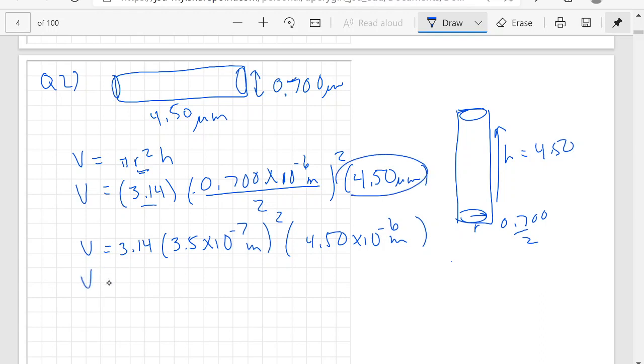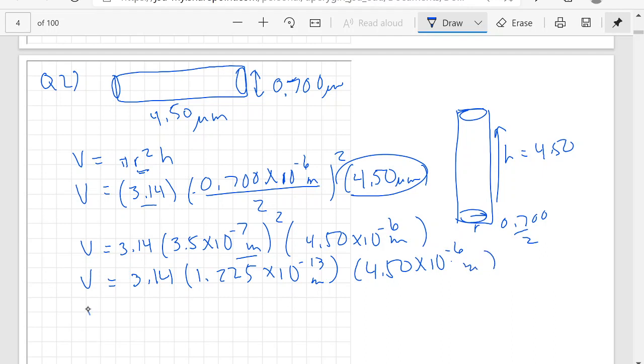And then the volume is equal to 3.14 times 1.225 times 10 to the minus 13 meters, squaring this right here, times 4.50 times 10 to the minus 6 meters. And so the volume is equal to 1.731 times 10 to the minus 18 cubic meters. So that's working all that out. You get 1.731 times 10 to the minus 18 cubic meters.